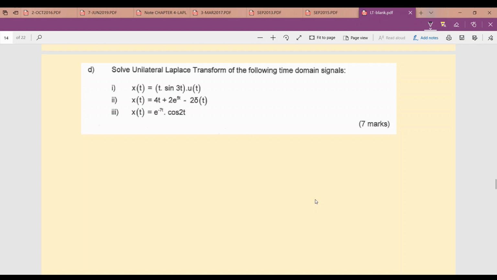Okay, next. Solve the unilateral Laplace transform of the following time domain signal. Okay, number 1. If you notice, number 1 x(t) is actually t times sin 3t. This one we will use the properties of multiplication by t. Its property is, for t to the power n multiplied by x(t), it becomes negative 1 to the power n, d over ds to the power n, multiplied by X(s). In this case, our n is t to the power 1, so n is equal to 1.